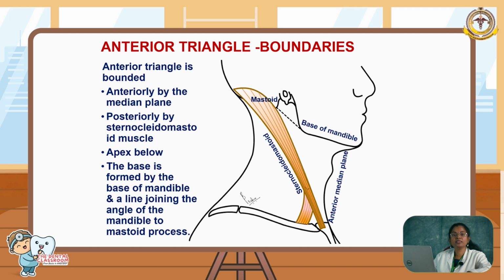The anterior triangle is anteriorly bounded by the anterior median plane of the neck, posteriorly bounded by the anterior border of the sternocleidomastoid muscle. The apex is facing downwards. It is present over the sternum where the sternocleidomastoid muscle and the anterior median plane of the neck are meeting. The base is formed by the base of the mandible, angle of the mandible, and an imaginary plane or line that is joining the angle of the mandible with the mastoid process.